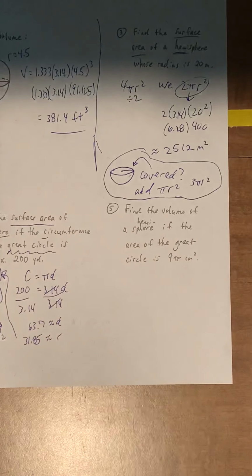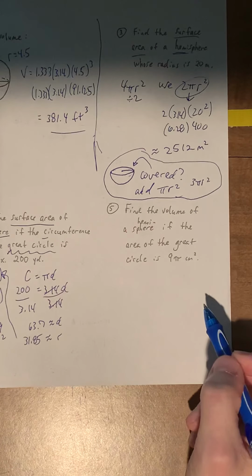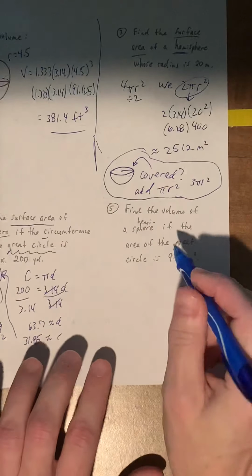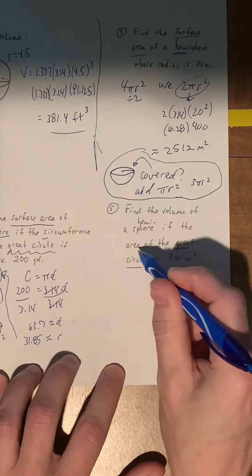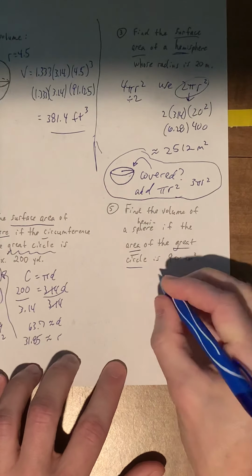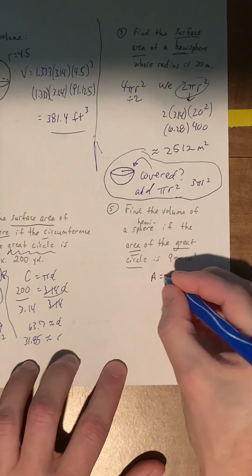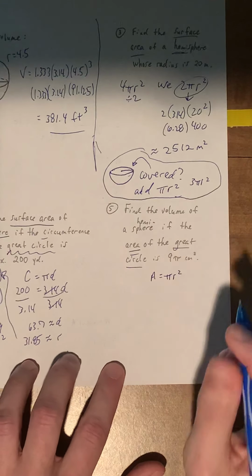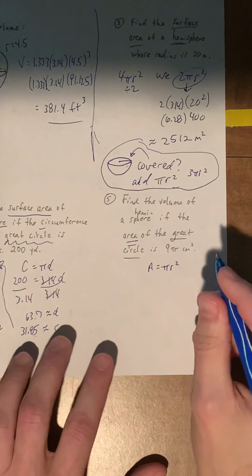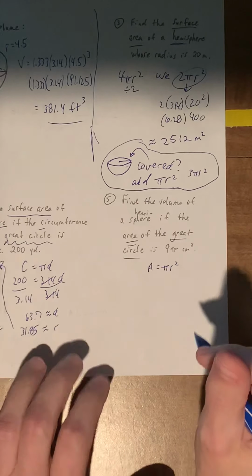Last one, number 5. Find the volume of a hemisphere if the area of the great circle is 9 pi square centimeters. All right, so again, they give us info about the great circle, the area of it. So area is pi r squared, we're going to work backwards to get the radius, and then we can use the volume formula and find the volume of the hemisphere.